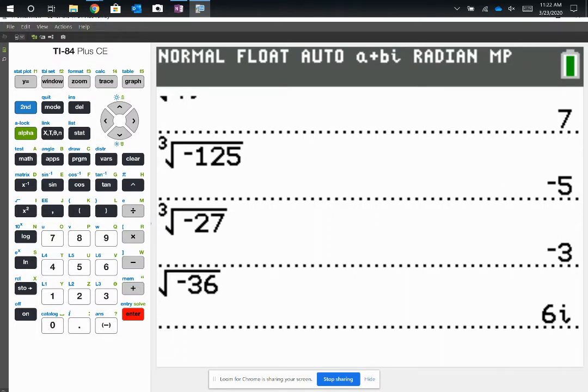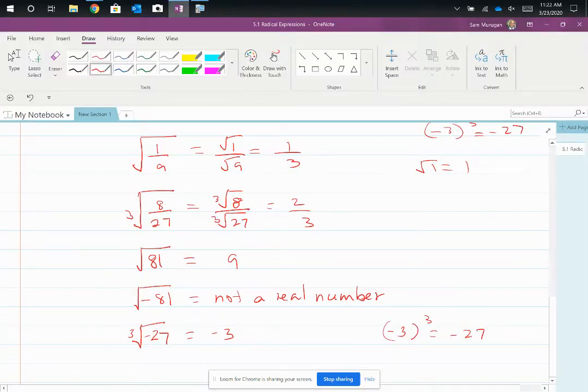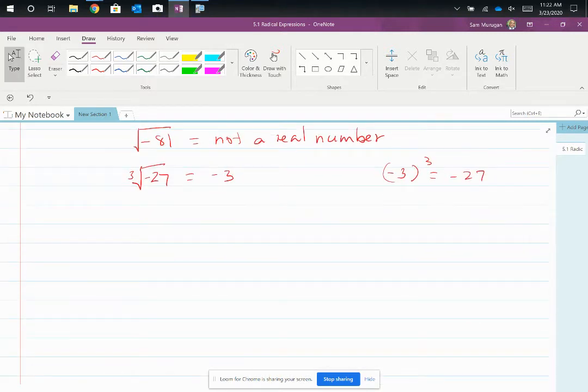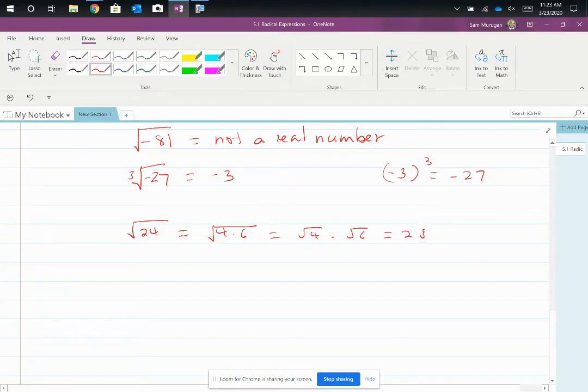Okay, all right, let's go back to what we were doing here. So if we're trying to determine, say, the square root of 24, we would have to split this up into the highest possible square in here, which is 2 squared times 6. And then this is the square root of 4 times the square root of 6, which is 2 square root 6.